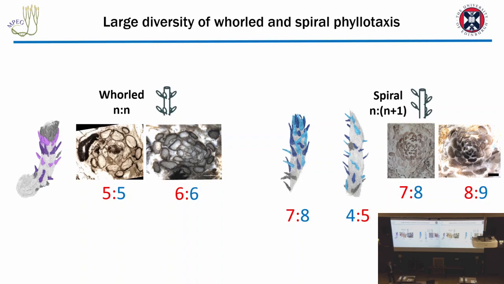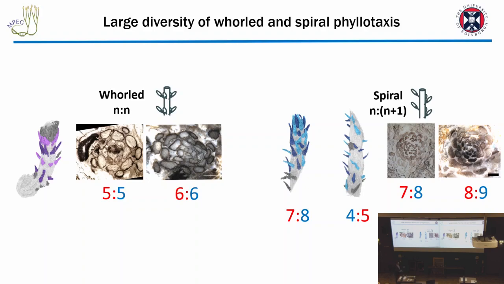There were patterns that were whorled. This is where you have a layer of leaves and then a gap and then a layer of leaves. But there was also a large number of spirals. And all of these spiral patterns had the same overall kind of description. They were what we call n to n plus 1, so 7 to 8, 4 to 5, 8 to 9.